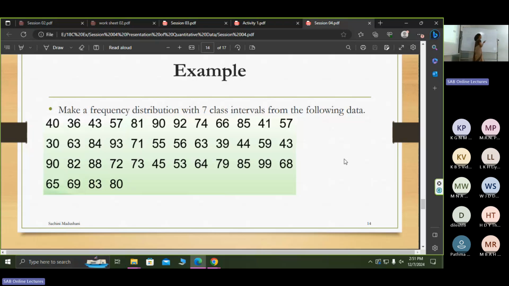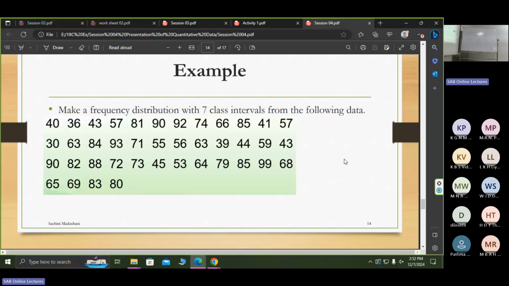Is it clear? Then we can find out the frequency of each class interval. You can count, or you can use tally marks to get the frequency. Remember tally marks? Then we put here the first number, 40. This way the next one is 36. Then the fifth one is 100. This is the way we can find the frequency of each class.